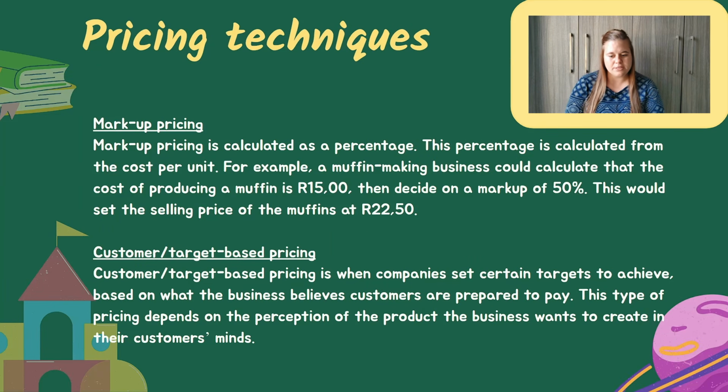Markup pricing. Markup pricing is calculated as a percentage. This percentage is calculated from the cost per unit. For example, a muffin making business could calculate that the cost of producing a muffin is 15 Rand. Then they decide to put a markup of 50%. This would set the selling price of the muffins at 22 Rand and 50 cents.